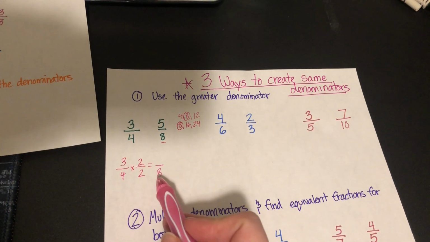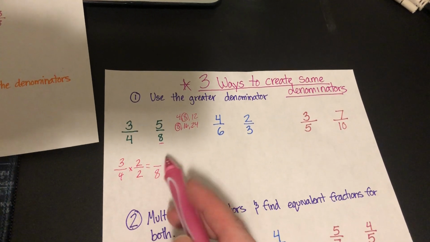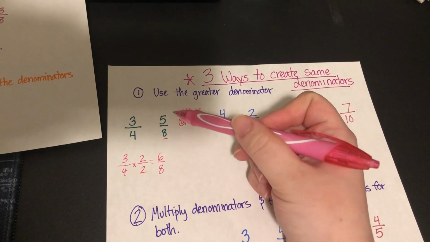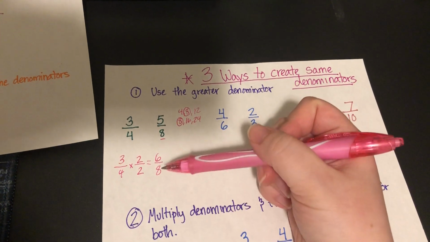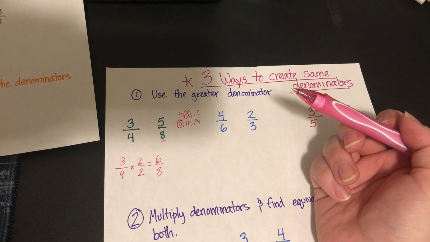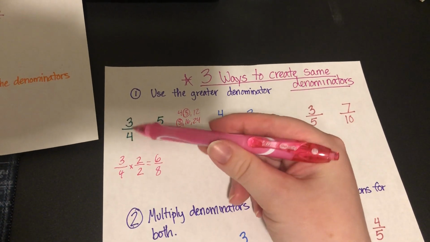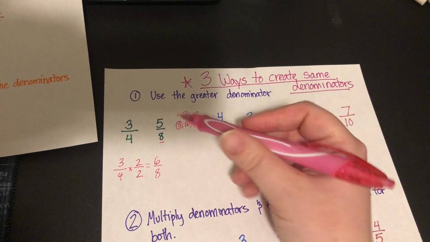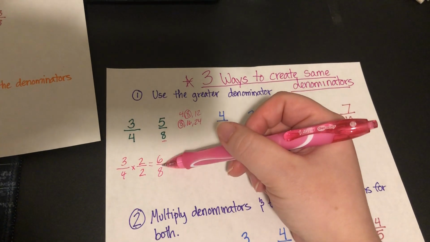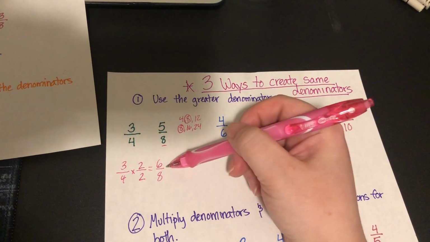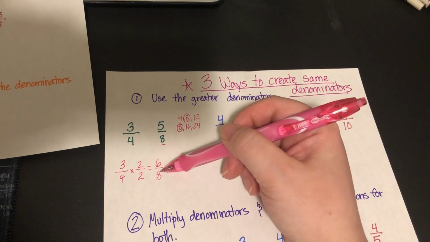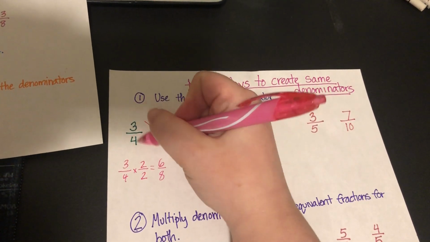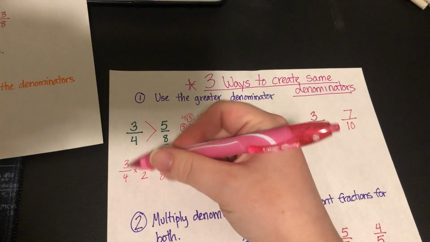So since 4 times 2 equals 8, I have to figure out the numerator. 3 times 2 would be 6/8. So now I have 2 fractions, 6/8 and 5/8, that I can compare. It's a lot easier than saying 3/4 and 5/8. They're very different. So when you can change the fourths into 8ths like 5/8, they're easier to compare. So which is greater, 6/8, which is the same thing as 3/4, or 5/8? 6/8 is bigger, right? 6 out of 8 is more than 5 out of 8. So we would say that 3/4 is bigger since 6/8 is equivalent to 3/4.